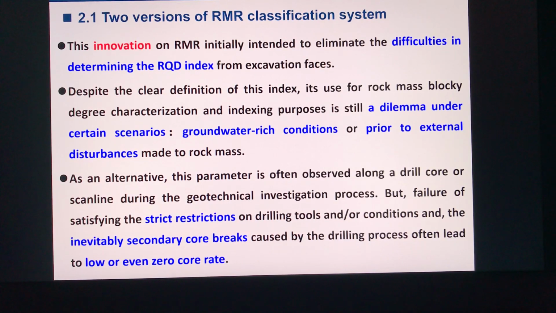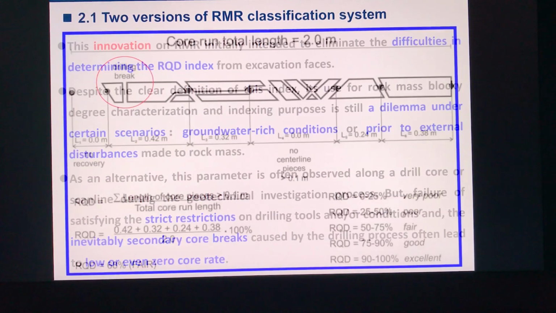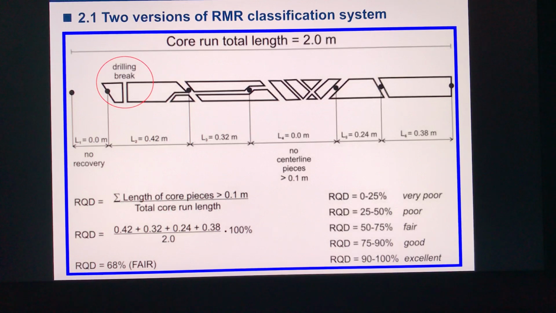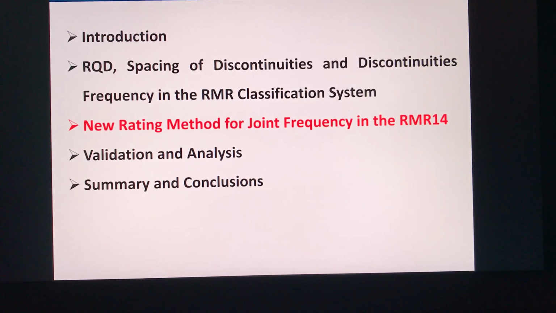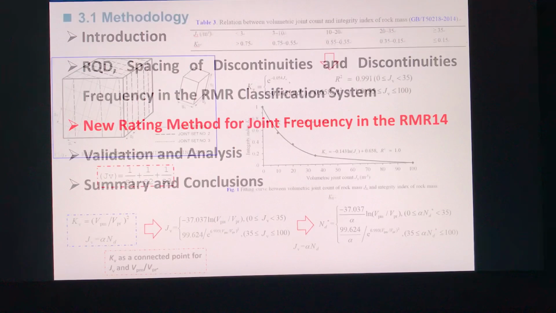This simulation on the RMR was initially intended to eliminate the difficulties in determining the RQD index from the excavation phases. Usually, the tunneling process will cause core breaks, and it is difficult to judge the breaks from the natural joints. Next, we will talk about the third part.